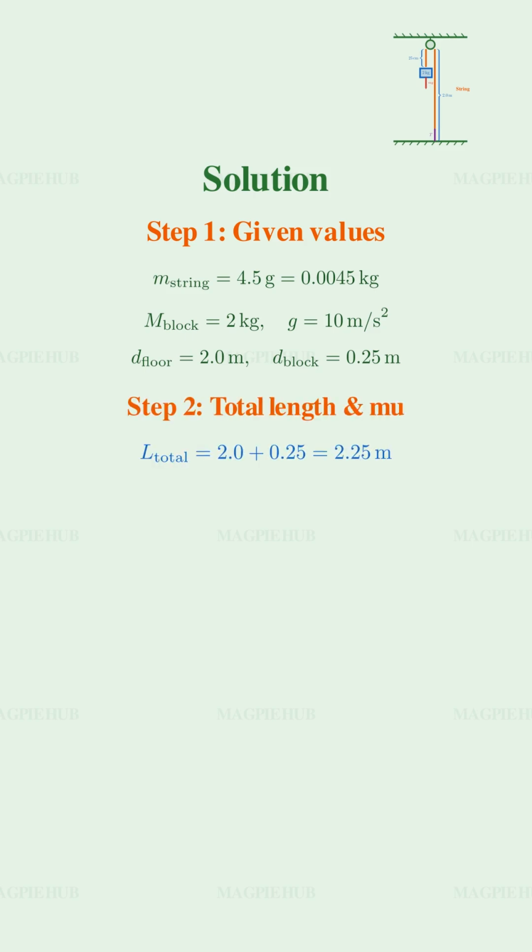Step 2. Find the total length of the string and the linear mass density. The total string length is the floor to pulley distance plus the pulley to block distance. That is 2.0 plus 0.25, which gives 2.25 meters. The linear mass density, mu, equals mass divided by total length. That is 0.0045 divided by 2.25, which equals 2 times 10 to the power minus 3 kilograms per meter.